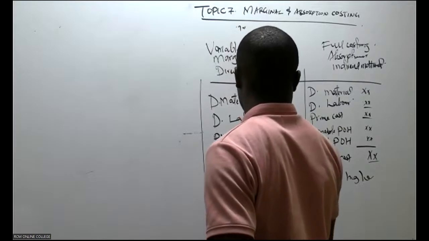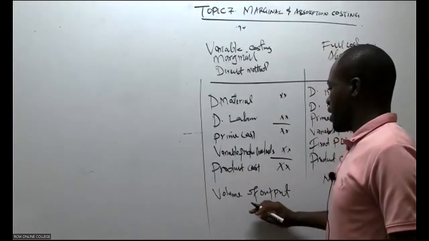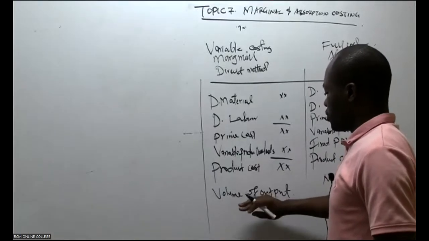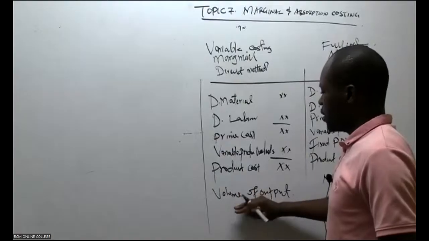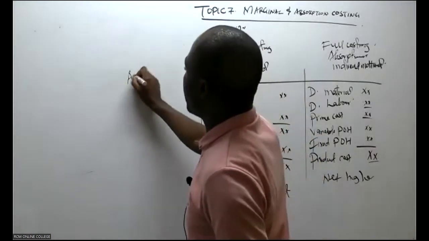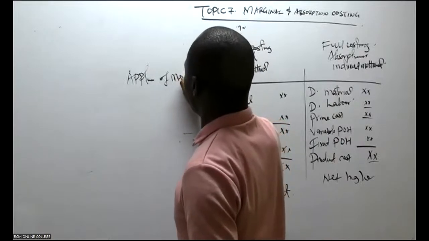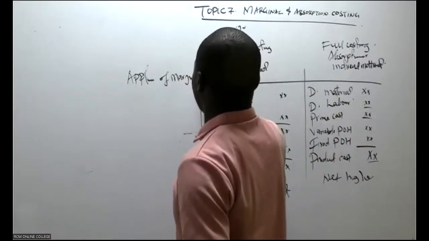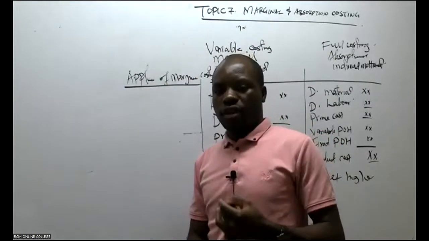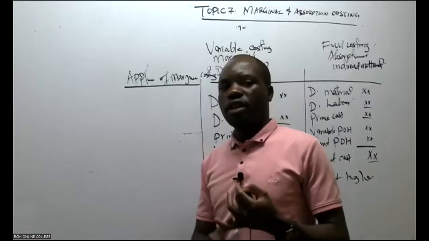Volume of output. If you are keen enough with what we've been discussing in the previous period, it is only volume of output that is going to affect this particular result. So this one here is taking you to applications of topic number 7, or basically marginal costing. Initially, the topic of marginal costing was combining limiting factor, and break-even point analysis.